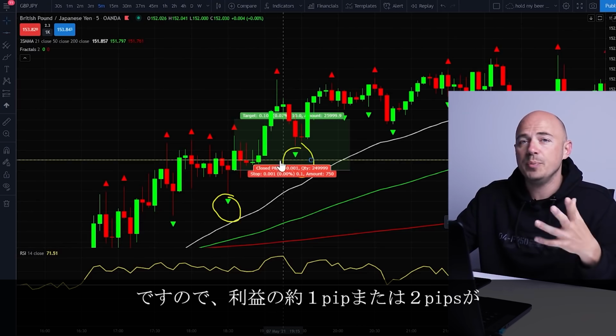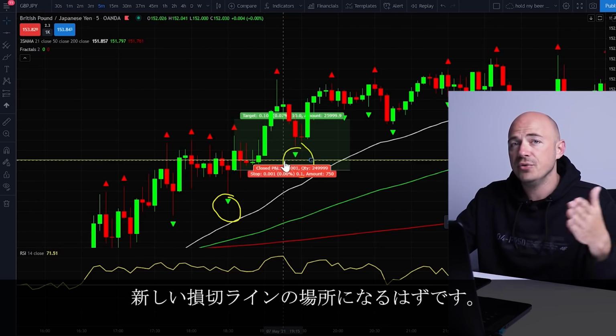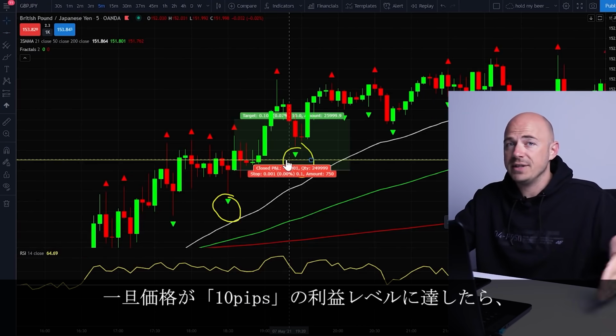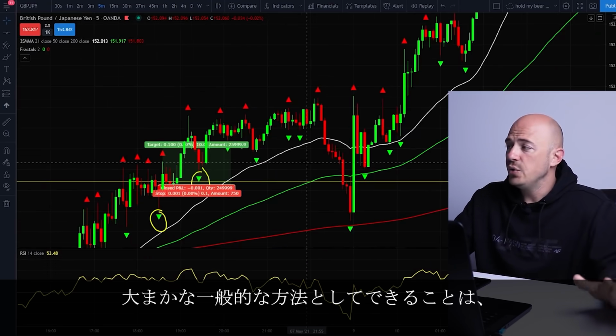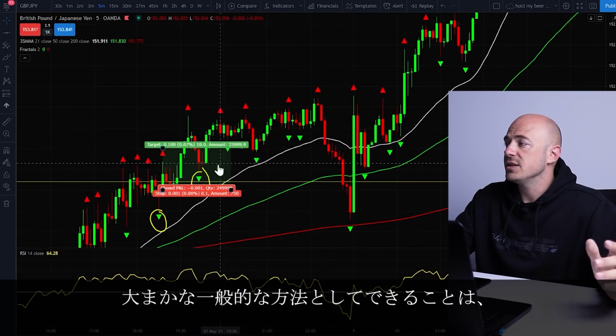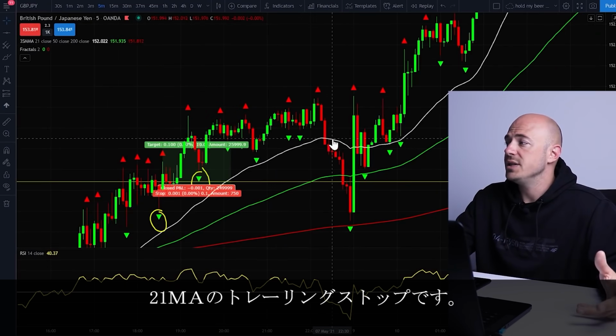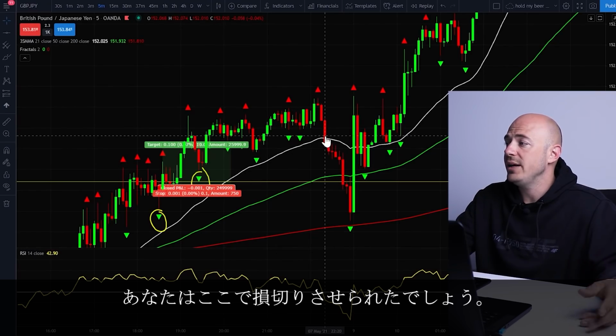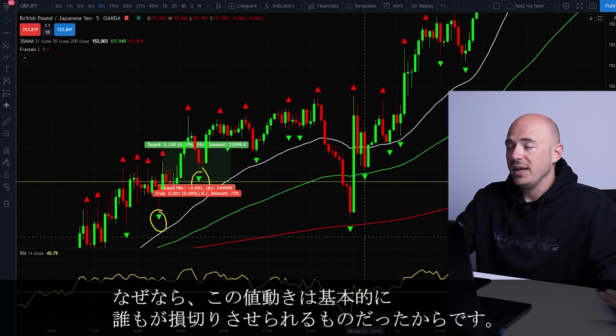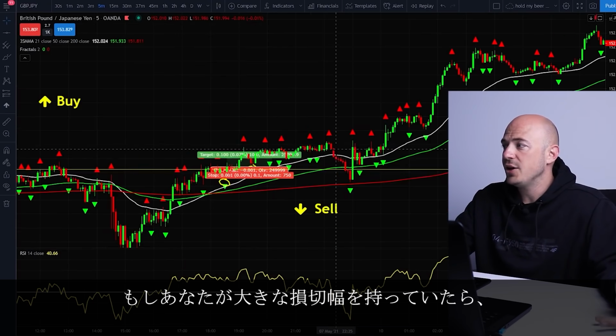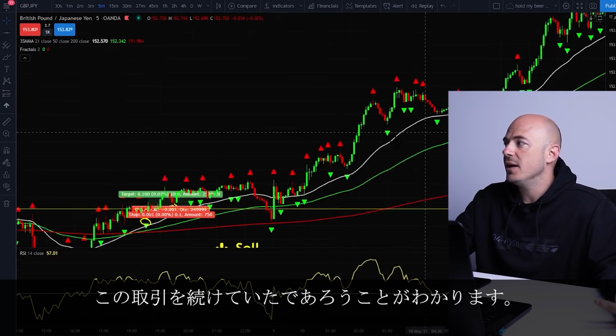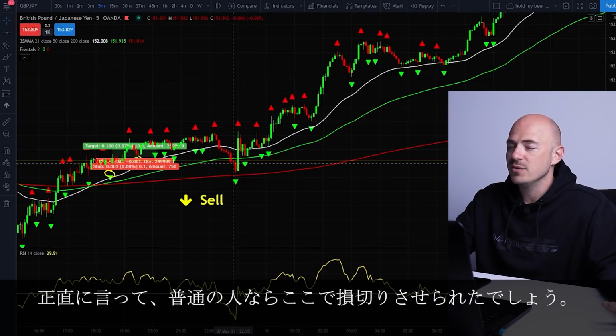So like 1 or 2 pips in profit is where your new stop loss should be once you've hit your 10 pip profit level. What you can do as a general rule of thumb is a trailing stop loss on the 21. So you would have gotten stopped out here because this move was basically stopping everybody out. You can see if you had a huge stop loss, you would have continued on this trade.